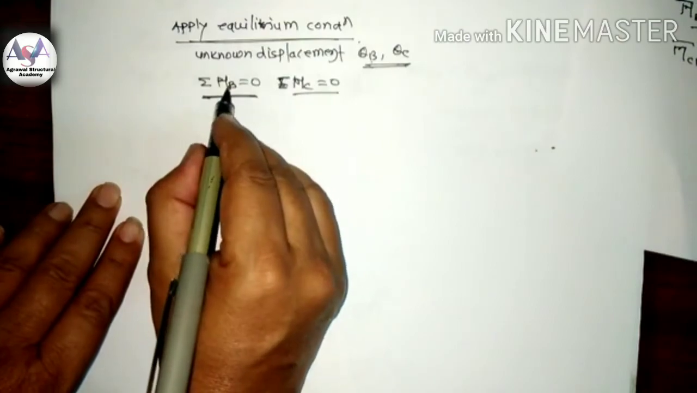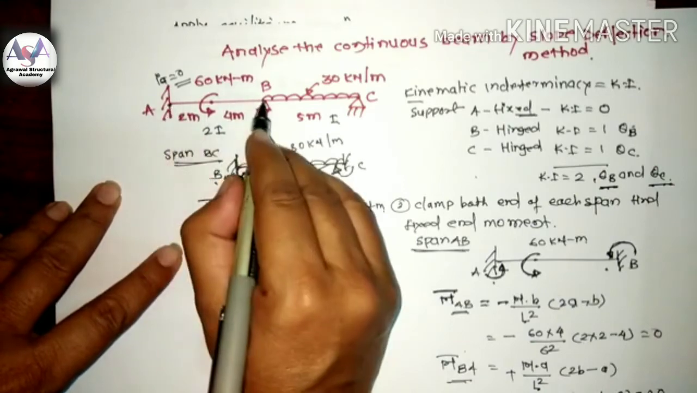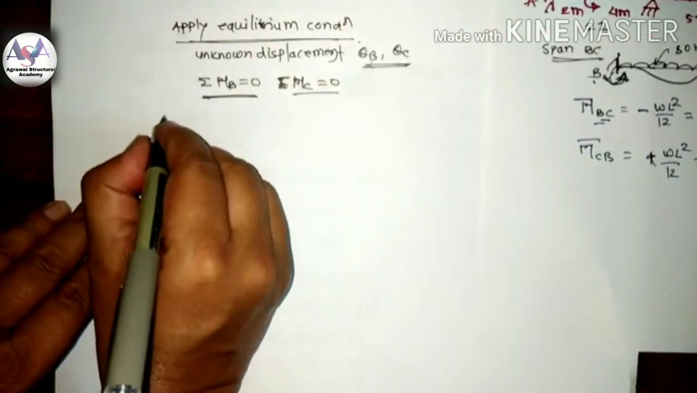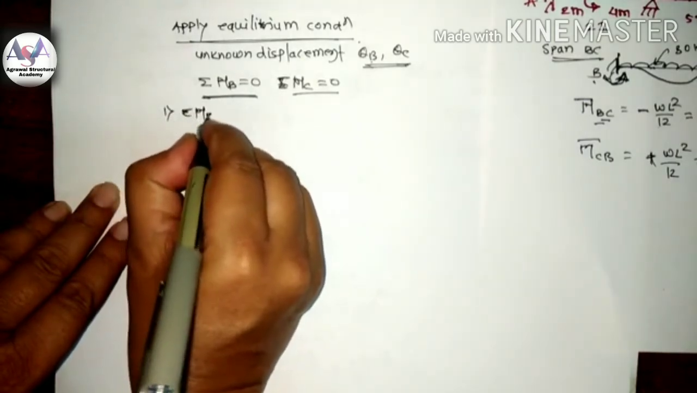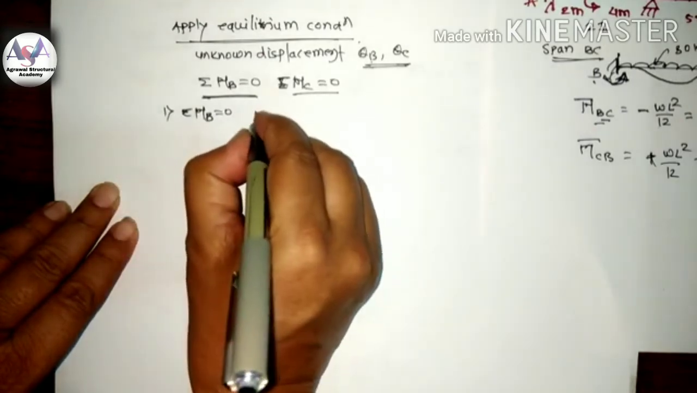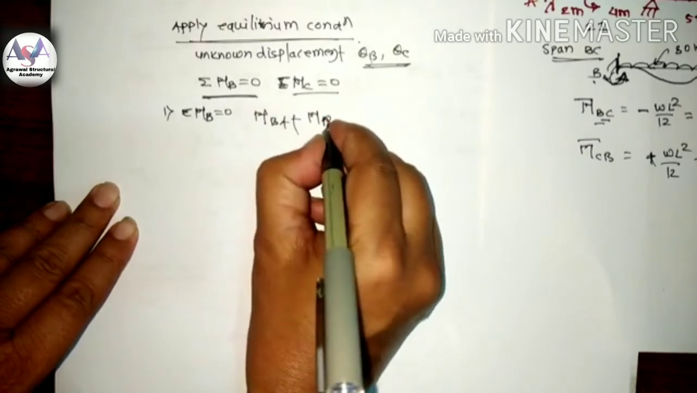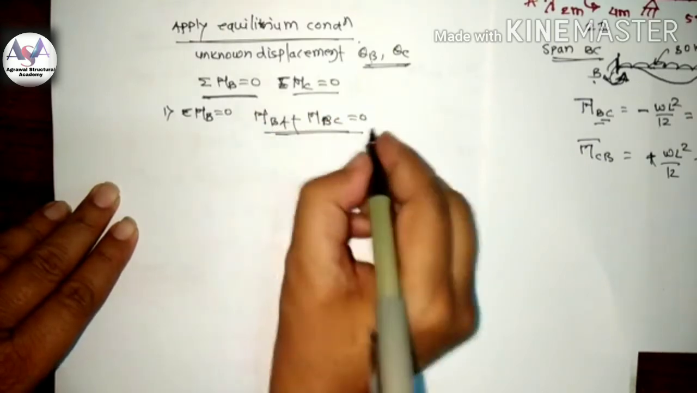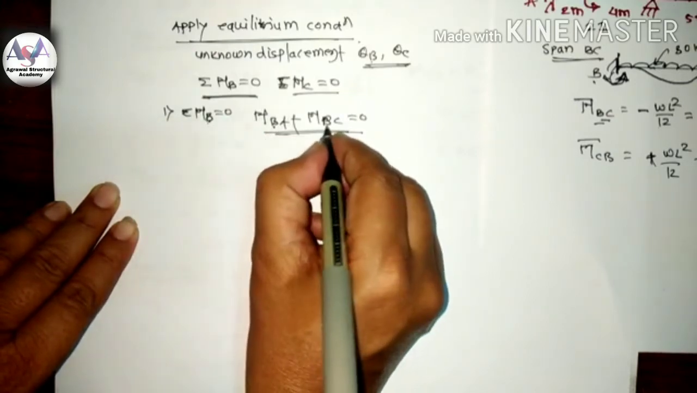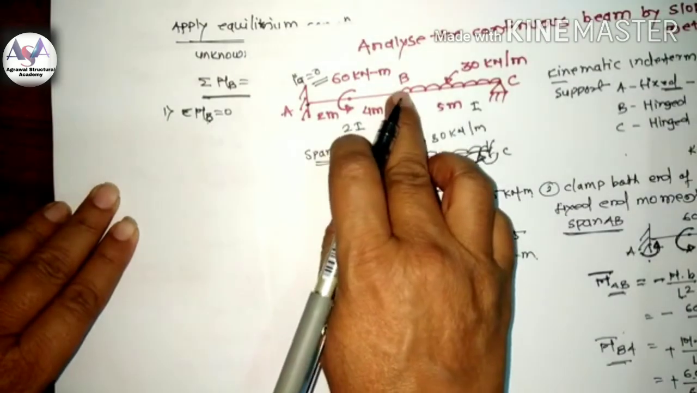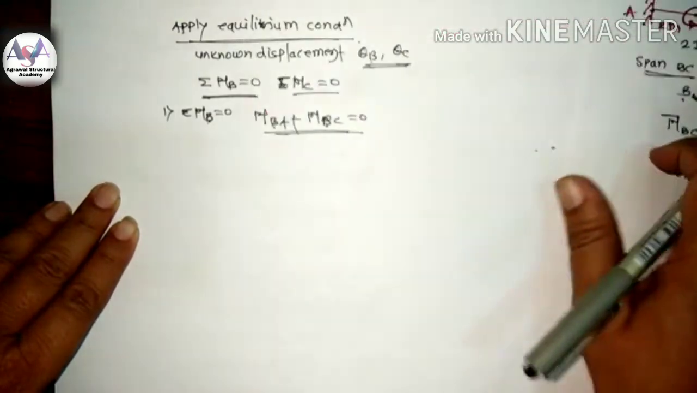Okay. So now at B joint, how many members? At B joint is BA and BC. So if you take the first condition, sigma MB is equal to 0, here it is MBA plus MBC is equal to 0. So always, sigma MB, take B as the first letter. So the starting point should always be B. So at B, how many members? This BA and BC.